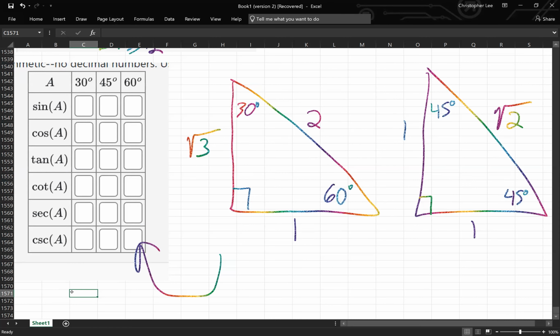So if they say, what is sine of 30 degrees? You look at the 30-degree angle, which is right here, opposite over hypotenuse. So that's 1 over 2, etc. We did this already in class last class, but that's the secret to figure it out. Just remember them two special right triangles, and that's it.